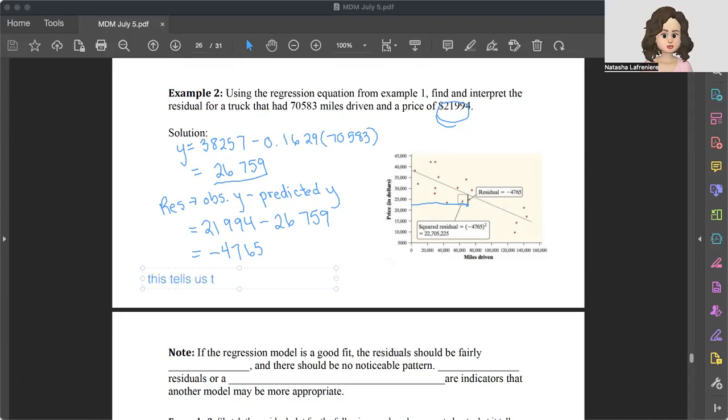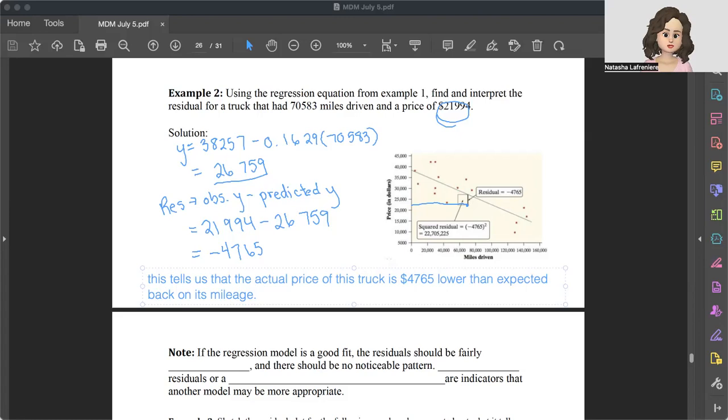This tells us that the actual price of this truck is $4,765 lower than expected based on its mileage. So in other words, your dot is $4,765 below your line of best fit.